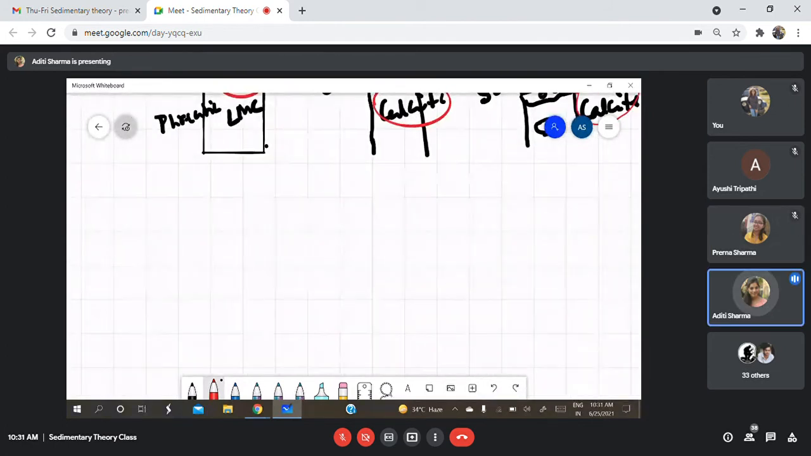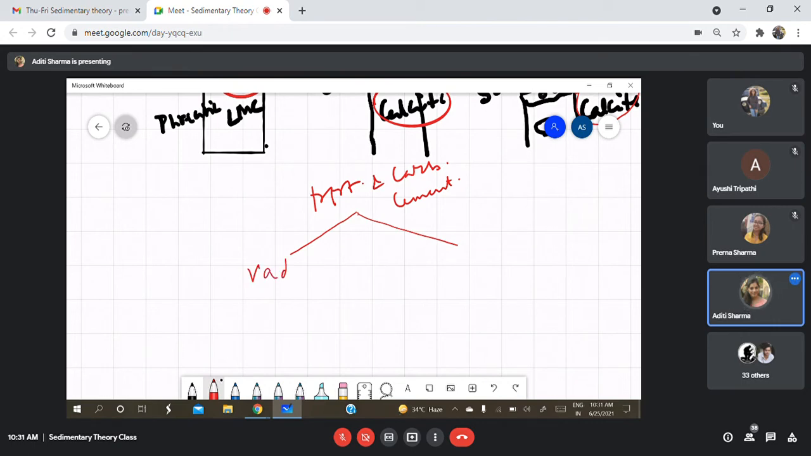Now there will be the precipitation of carbonate cement. What are the different geometries of carbonate cement? I have vadose cement and I have phreatic cement.